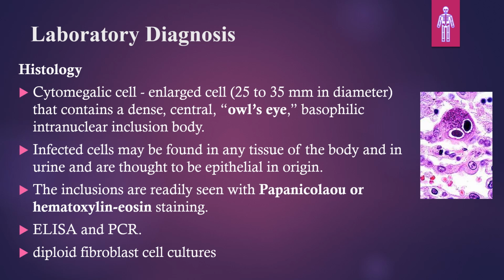The infected cells may be found in any tissue of the body, and in urine, and are thought to be epithelial in origin. The inclusions are readily seen with the Papanicolaou or hematoxylin eosin staining. ELISA and PCR are other powerful methods for identification of cytomegalovirus. The virus can be cultivated in diploid fibroblast cell cultures, which show the owl's eye resembling cytopathic effects in the cultivated tissues.